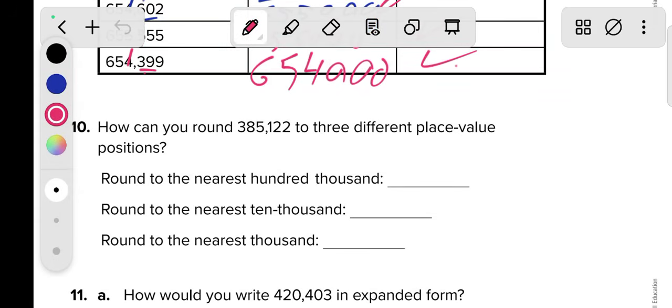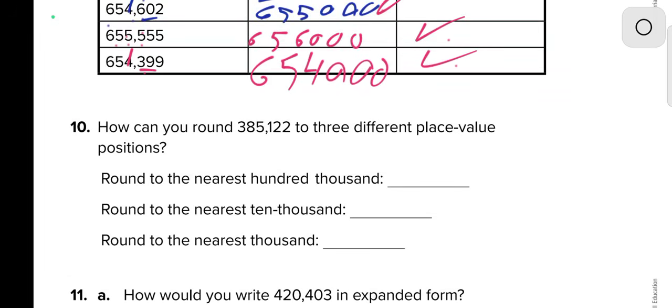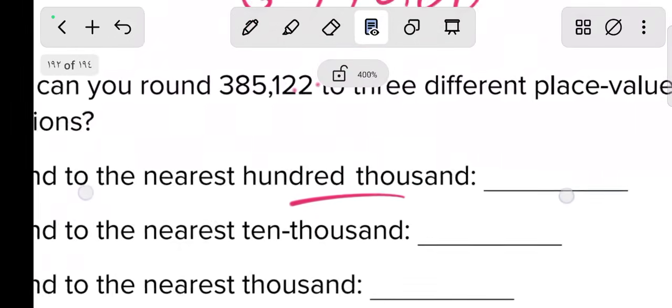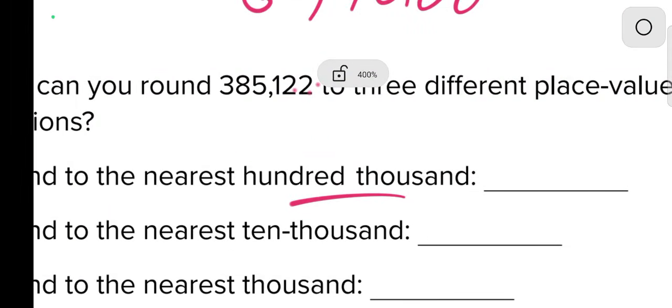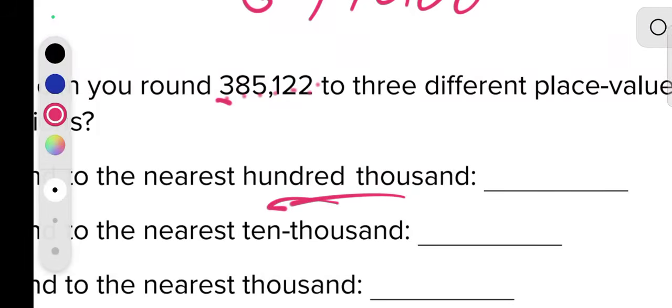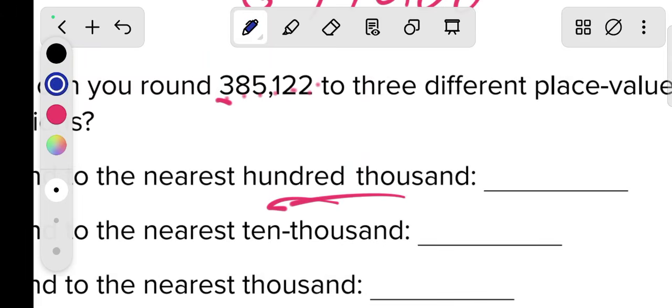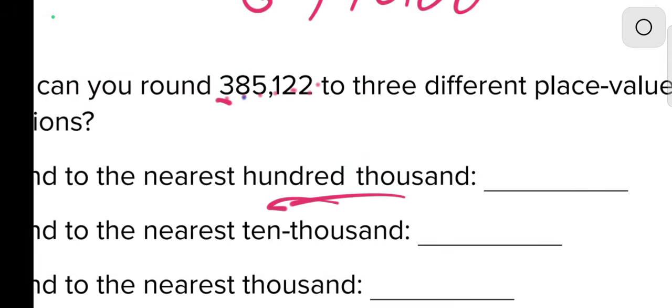Let's round this one. How can you round 385,122 to 3 different place value positions? Round to the nearest 100,000. What is 100,000? Ones, tens, hundreds, thousands, 10,000, 100,000. Here he needs 100,000. The 100,000 here is 3. What's the number after it? It's 8. 8 is a rich number, so it will give 3 one. So this 3 is going to be 4. All of the rest must be zeros, 5 zeros.